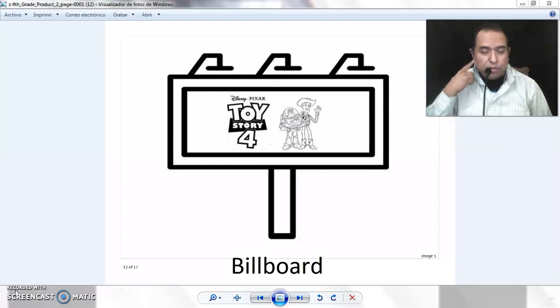Repítanla, please repeat with me, billboard. Muy bien, anótenla y traten de memorizarla.